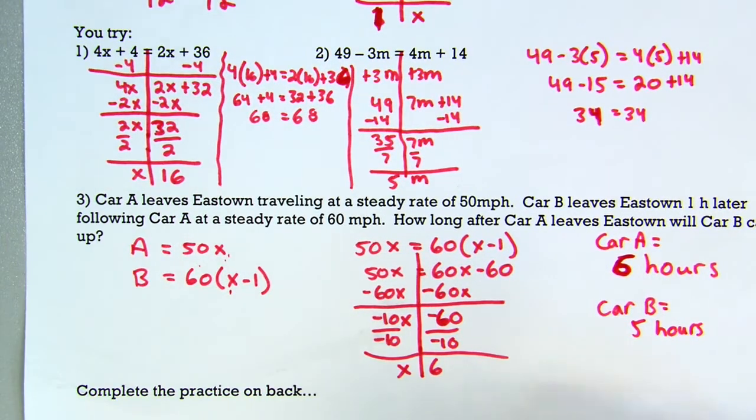Alright, number 1, you guys should have gotten x is equal to 16. When you go ahead and check it, you should get 68 equals 68. Number 2, you should have m is equal to 5. You should have, when you check it, 34 equals 34.